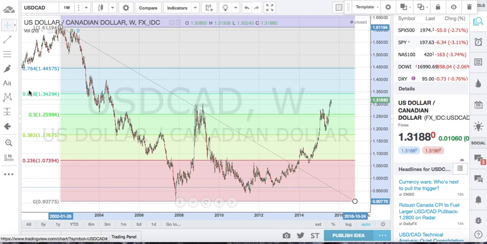So I want to start with the US dollar, Canadian dollar, and just before I say anything, my general bias is this pair. As you can see, I've got a weekly chart open, and until 0.618, which is about 1.35, just below or just around the psych zone of 1.35, that's my short-term target that a technical trade would take place towards. This is a weekly chart.